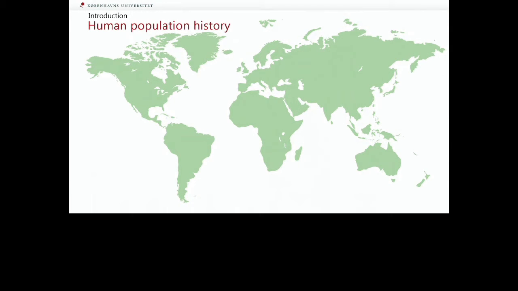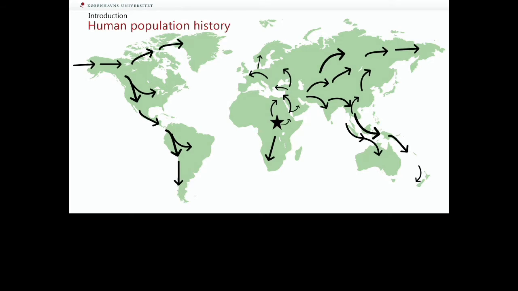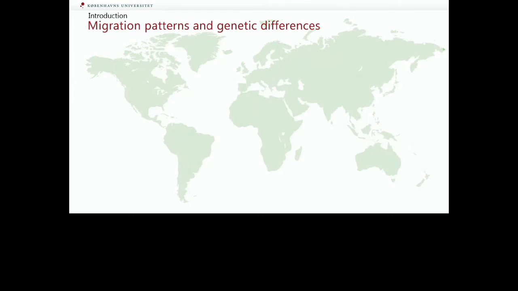Okay, so we know that all of our ancestors originated in sub-Saharan Africa, and from there they migrated over all the other continents. So this is something that we know, and there are different ways of studying these migration patterns, like using archaeological findings, for example. But what we use is our genetic differences.